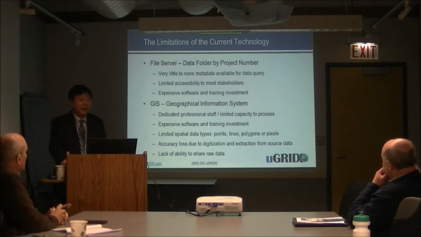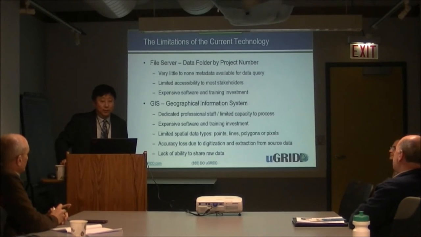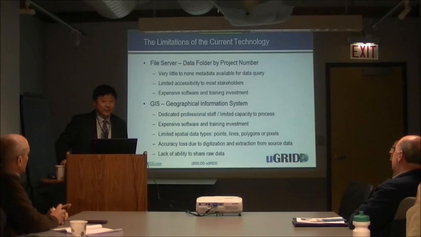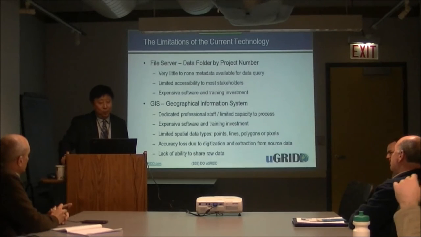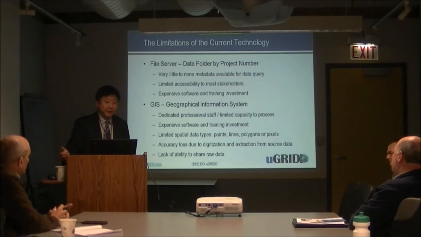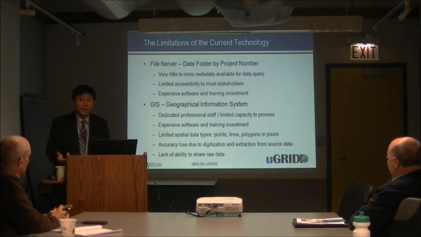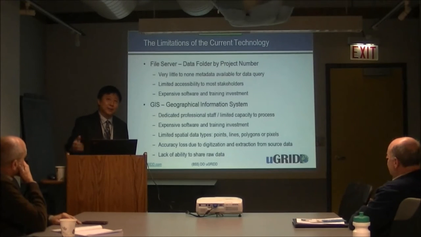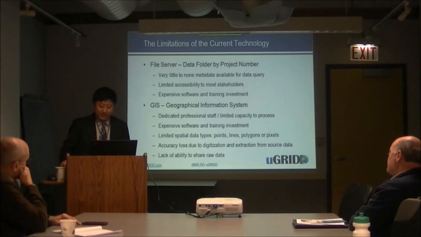GIS is great, but GIS also has its own limitations. Typically with GIS, you need a dedicated group of staff with training in order to process the data and host it on the platform. GIS is also limited to spatial data types, such as points, lines, polygons, or pixels. And being an information system that is already predefined, a lot of the data needs to be digitized or extracted from its source to come into the system for tracking, and the raw data actually gets somewhat lost in that process. So there's a lack of ability to share the raw data. Those create a number of difficulties in addressing the most current need for the data.